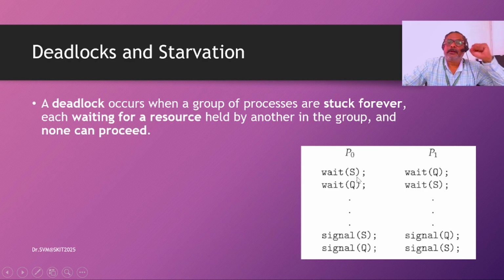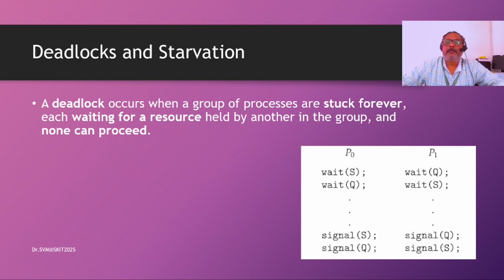So P0 catches hold of S, P1 is holding Q, and if S is not made free, P1 cannot continue. If P1 cannot continue, Q cannot be freed. If Q cannot be freed, P0 cannot proceed. If P0 cannot proceed, then S cannot be released. If S cannot be released, P1 cannot continue. If P1 cannot continue, Q cannot be released. If Q is not released, P0 cannot continue. So these two are waiting for each other.